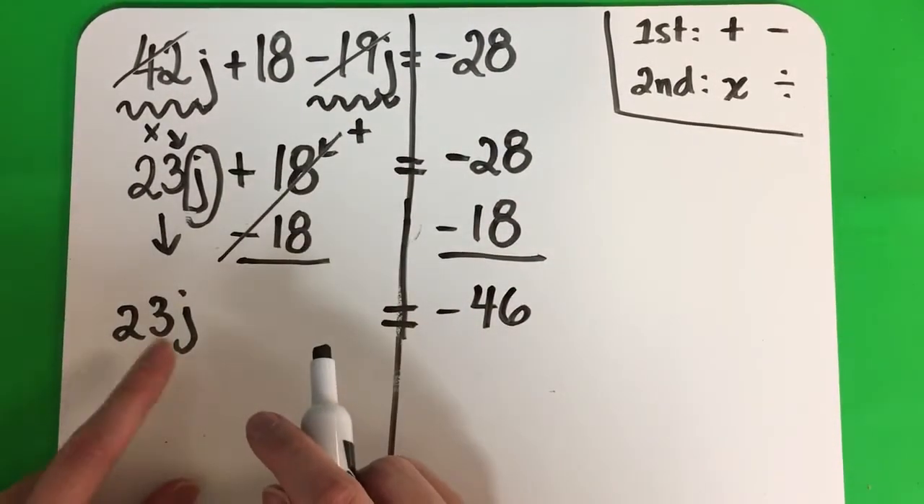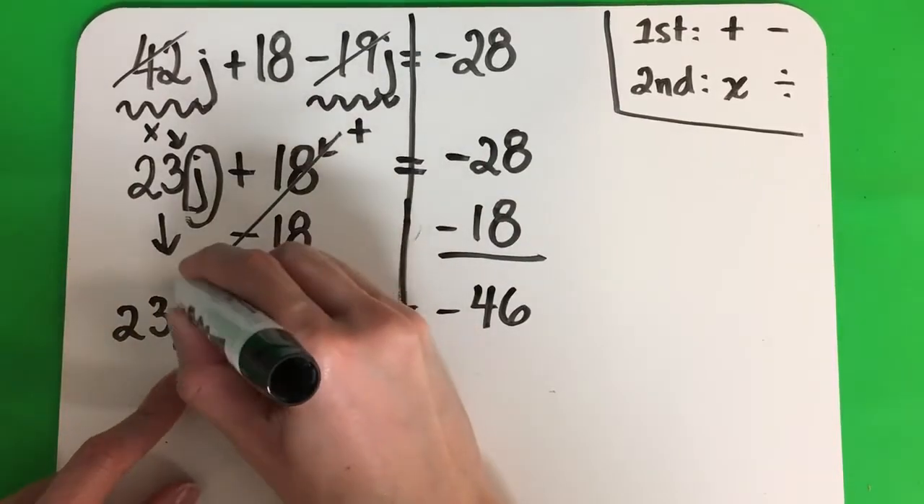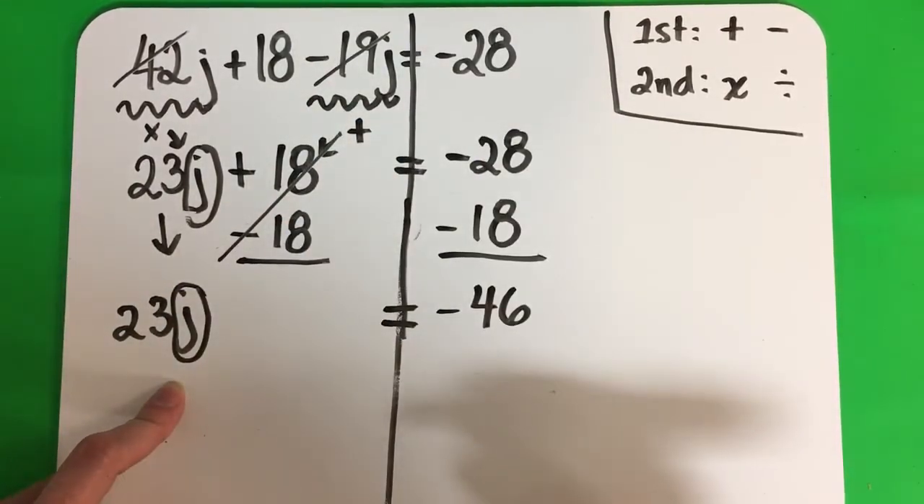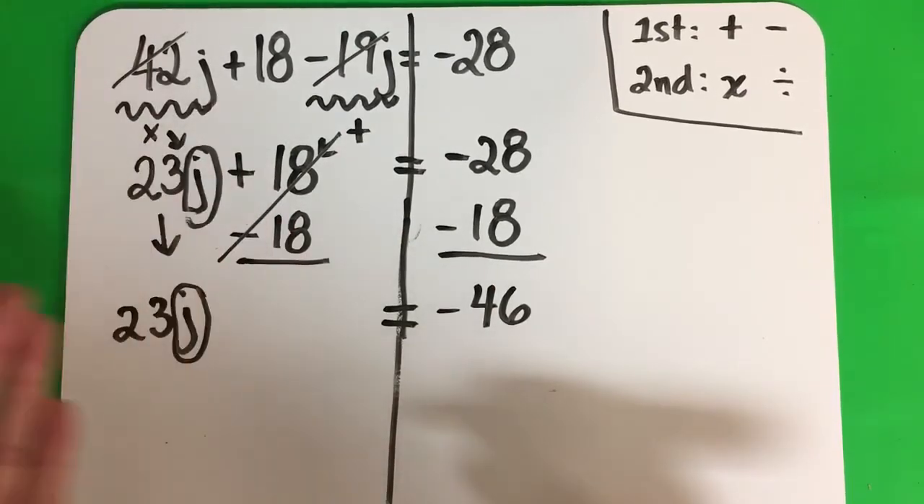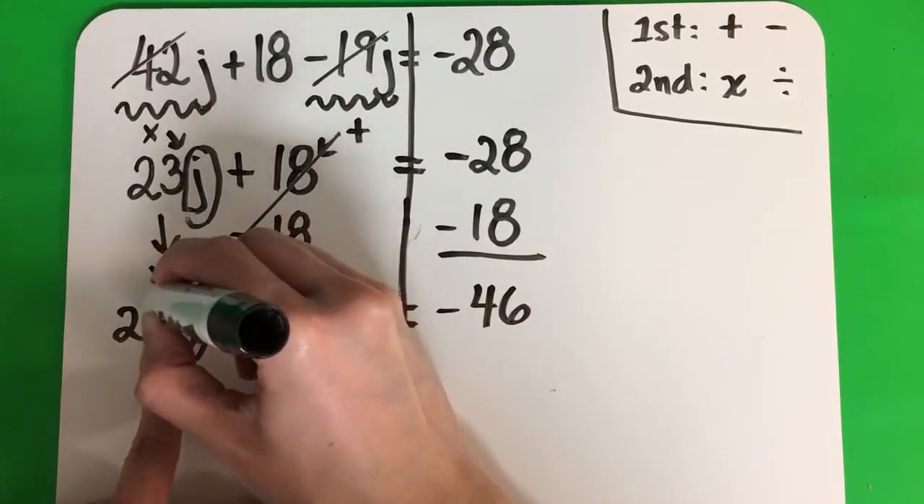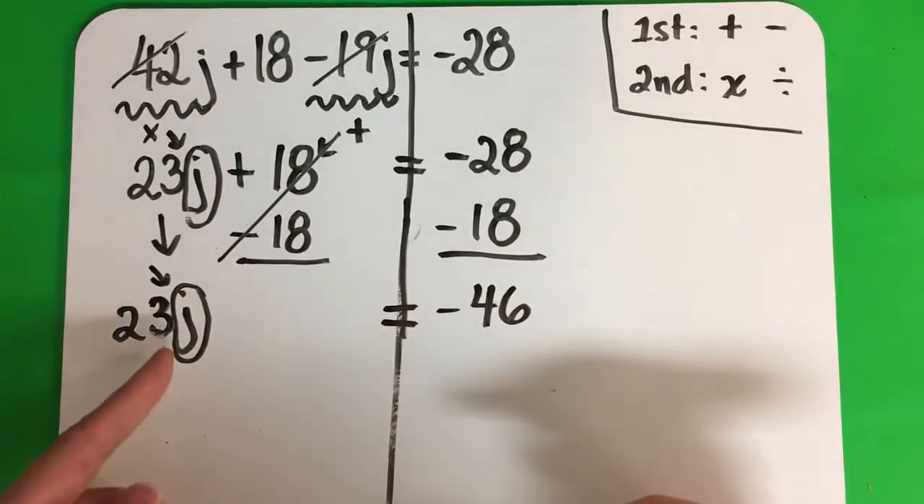Now my goal, mi meta, J alone, la J sola. So circle it. Where is J? ¿Dónde está J? Left. What number on the left? 23. ¿Cuál número está en la izquierda? 23. What's in the middle? ¿Qué es en el medio?